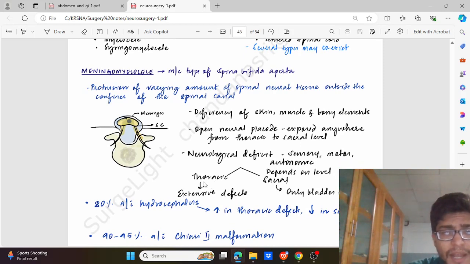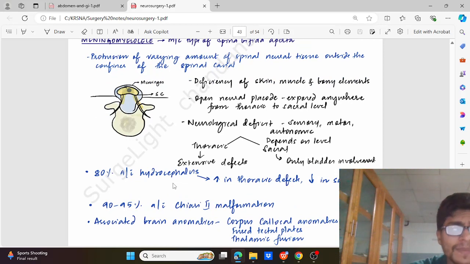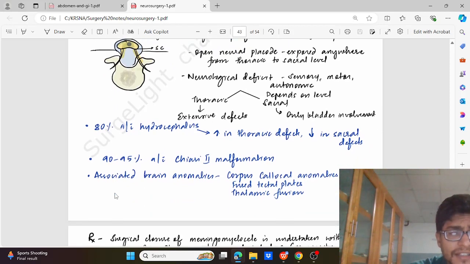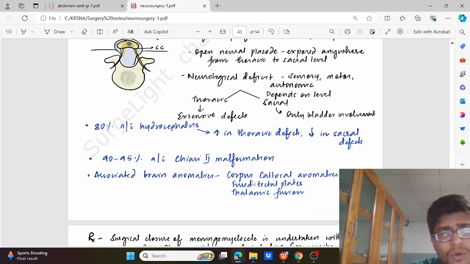If it is at the thoracic level, there will be an extensive defect. In case of sacral level, there will be only bladder involvement. Most cases are associated with hydrocephalus, and the chances increase in cases of thoracic defect and decrease in cases of sacral defect. And 90-95% are associated with Chiari 2 malformation and other associated brain anomalies like corpus callosum anomaly, fused tectal plates, thalamic fusion.